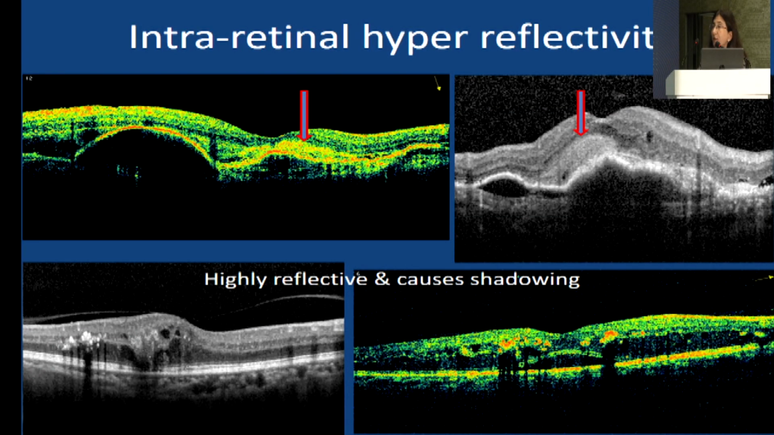Now coming to hyperreflectivity. So like here you see a hyperreflective lesion in the outer retina. Similarly here, a hyperreflective lesion in the outer retina. Sometimes you may see very intensely hyperreflective lesions, and these will cause a shadowing effect.